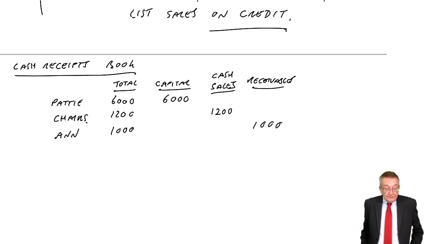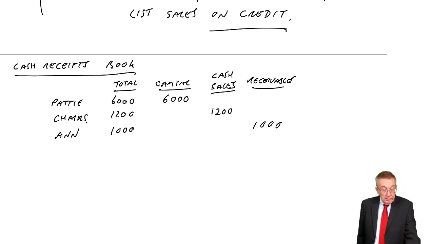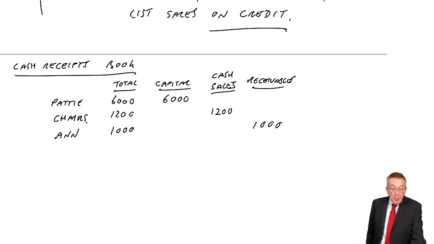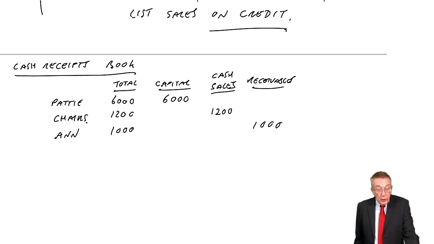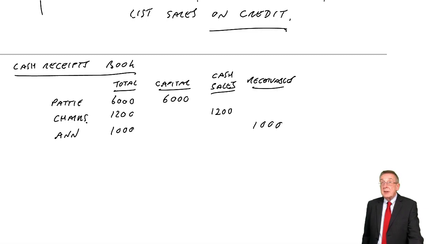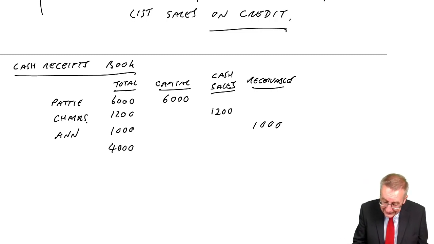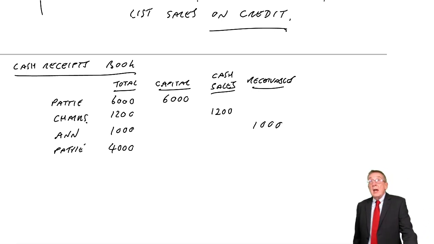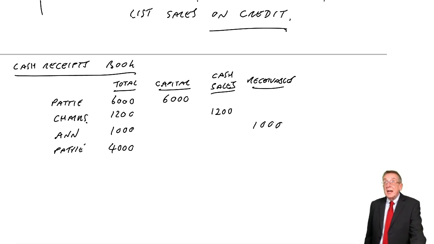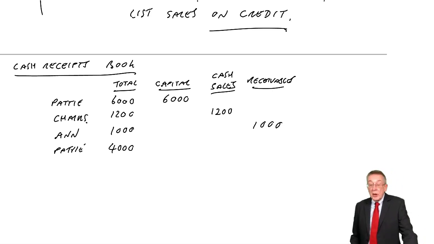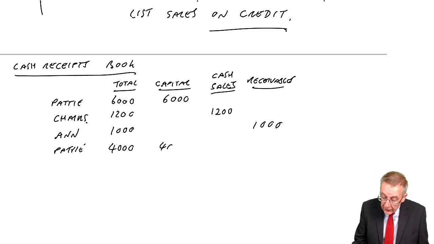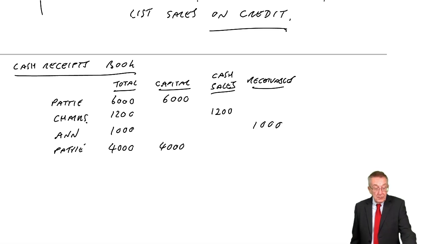Okay, we're nearly there. Or not, anyway. Patty paid another 4,000 of her own money into the business bank account. Well, again, we're doing the books of the business, so the business has received 4,000. And Patty, if you remember, is the owner. So this is more capital. We'll put 4,000 in the capital column.